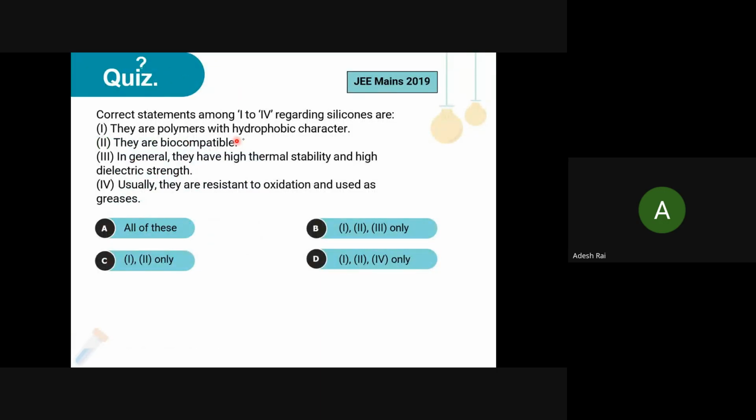Correct statement among 1 to 4 regarding silicones: they are polymers with hydrophobic character. Yes or no? Water repellent means what? They are hydrophobic only. They are biocompatible. Correct or not? Just now we studied, yes, they are biocompatible. Hence, they are used in surgical and cosmetic appliances. In general, they have high thermal stability and high dielectric strength. True or false? True only. Usually, they are resistant to oxidation and used as greases. Oxidation, reduction, everything, they are resistant. So, all four statements are correct.